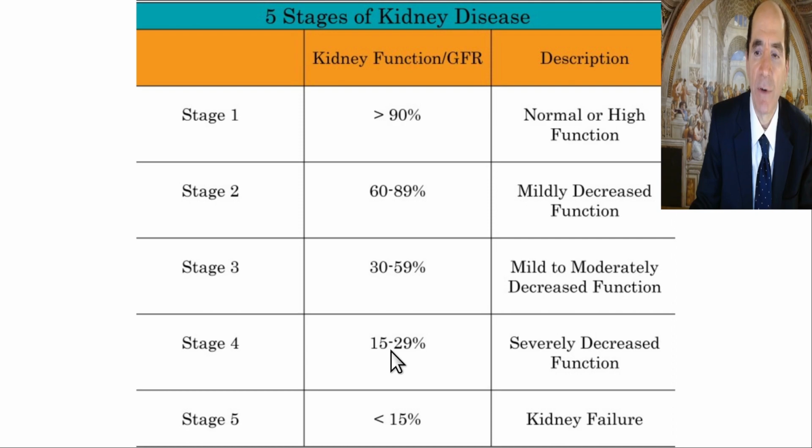Once they hit a GFR of about 30, we'll no longer give them iodinated contrast in the IV for CAT scan. We'll no longer give them gadolinium in an IV for MRI scan. So it's a big deal to hit 30.